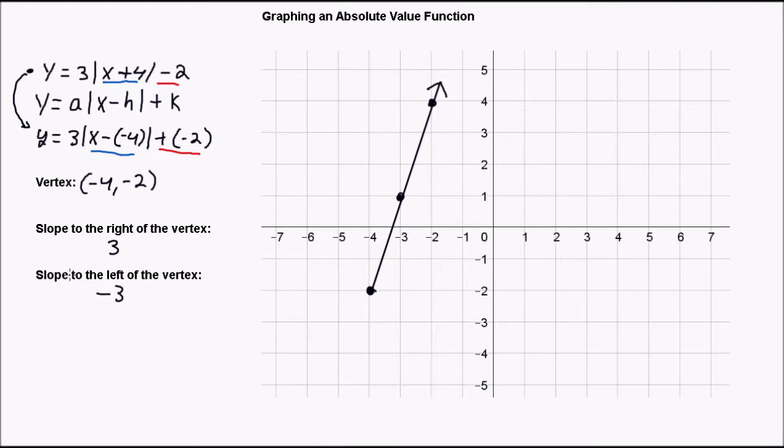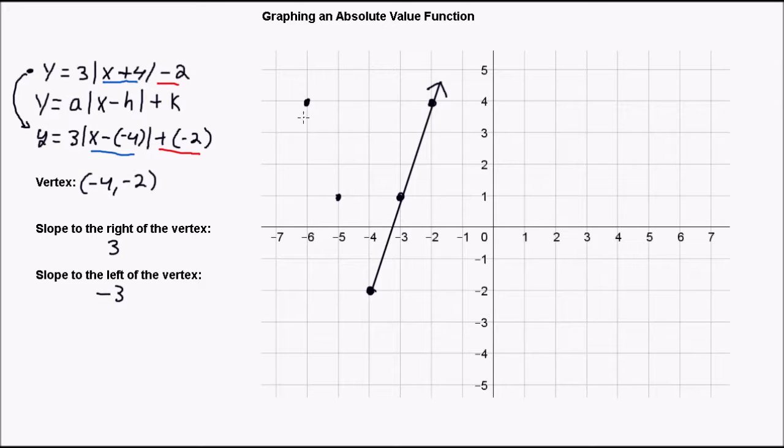Now let's use the slope to the left of the vertex, which is negative 3, to graph the opposite side. Now, if you just remember what an absolute value function looks like, you know that you should see a mirror image along this line of symmetry at x equals negative 4. So starting at the vertex, I'm still going to go up 3, 1, 2, 3. It's just now I'm going to go to the left 1. So that's my next point. I'm going to go up 3 again, 1, 2, 3, and to the left 1.